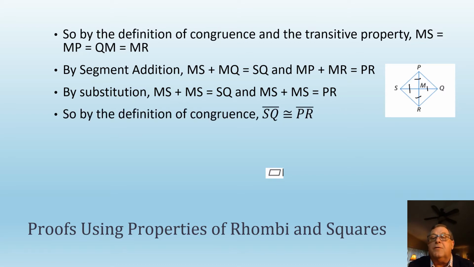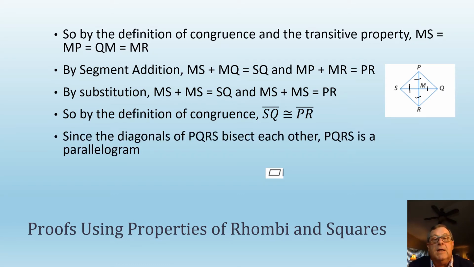So by the definition of congruence, segment SQ is congruent to segment PR. Those diagonals are congruent. Now, that means what? Okay, I think that means it's a rectangle. All right, so let's see. Since the diagonals of quadrilateral PQRS bisect each other, well then PQRS is a parallelogram. All right, so we got that. This object is in fact a parallelogram.